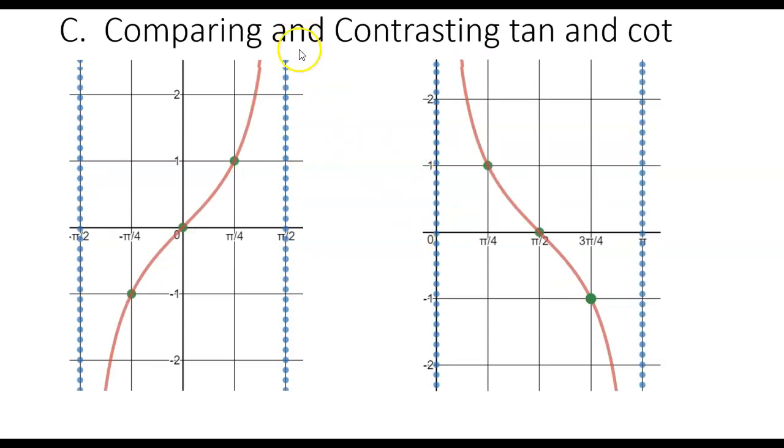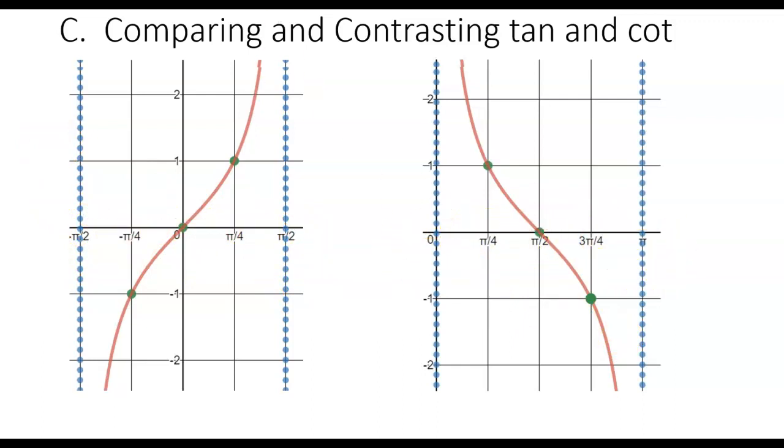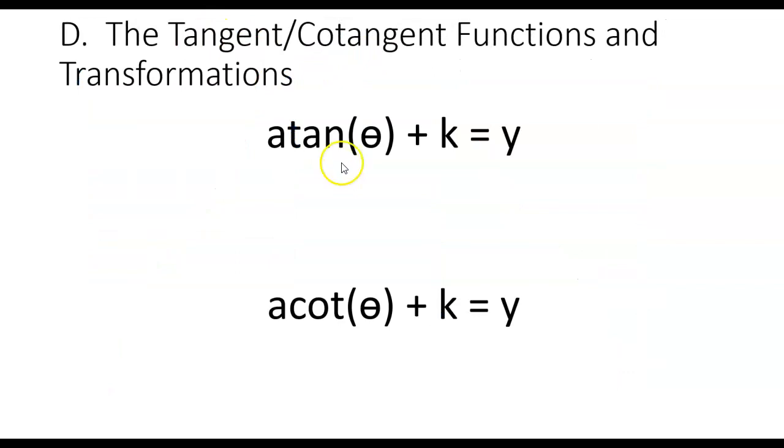So here's our graphs of tangent and cotangent. On these graphs, take note of 3 things. Where are their vertical asymptotes located? That's the blue dotted lines. Also, take note of the angles that we use to graph it. And then notice the direction they're going. Okay? So that is tangent and cotangent graphs.